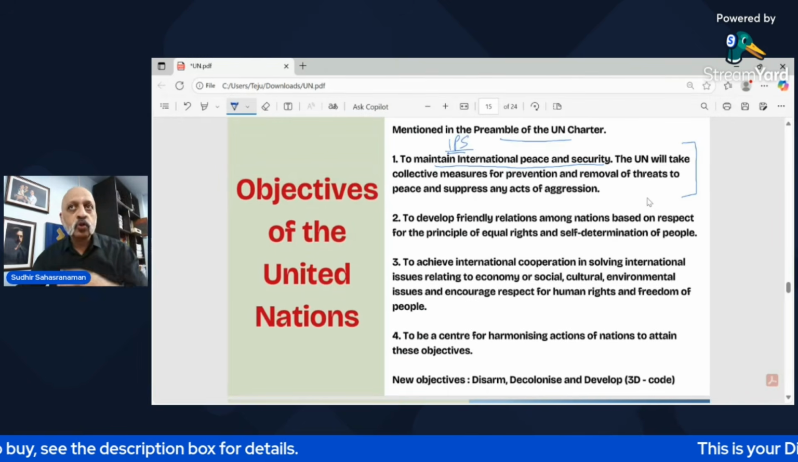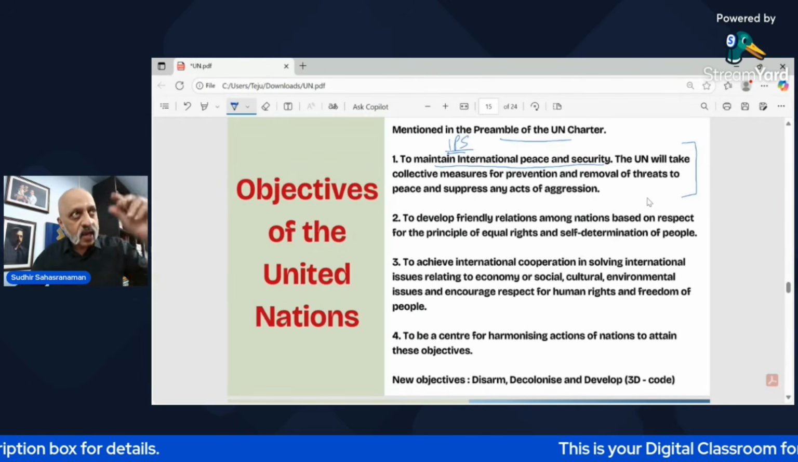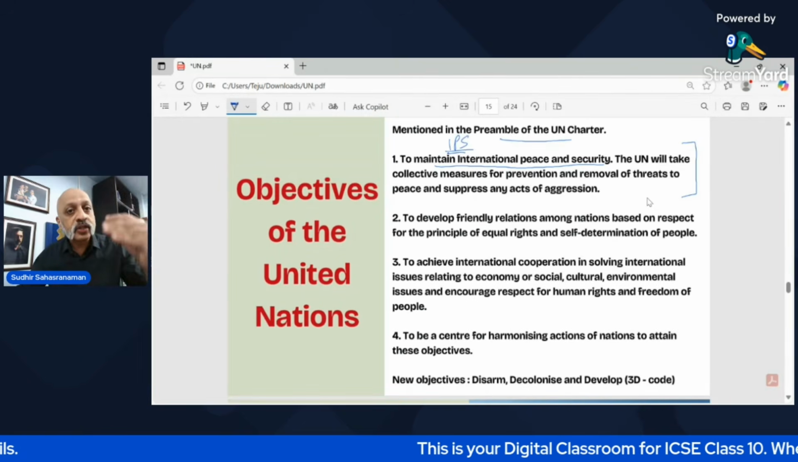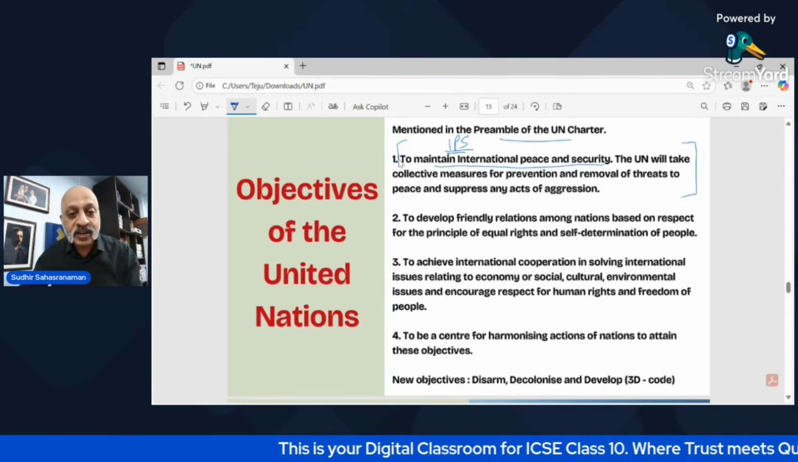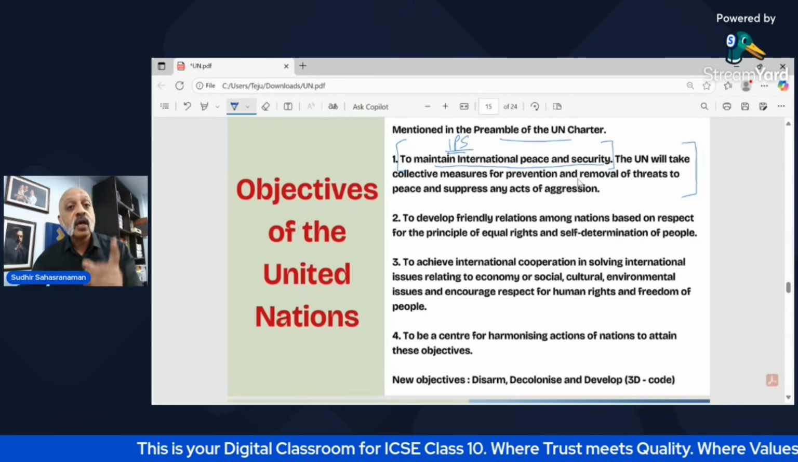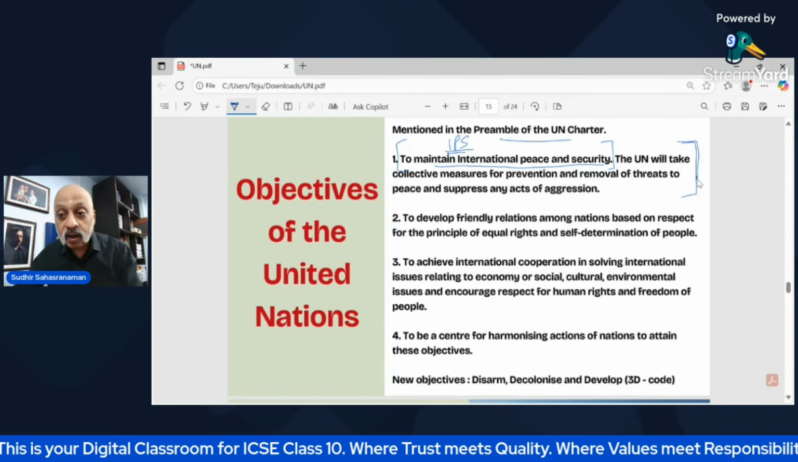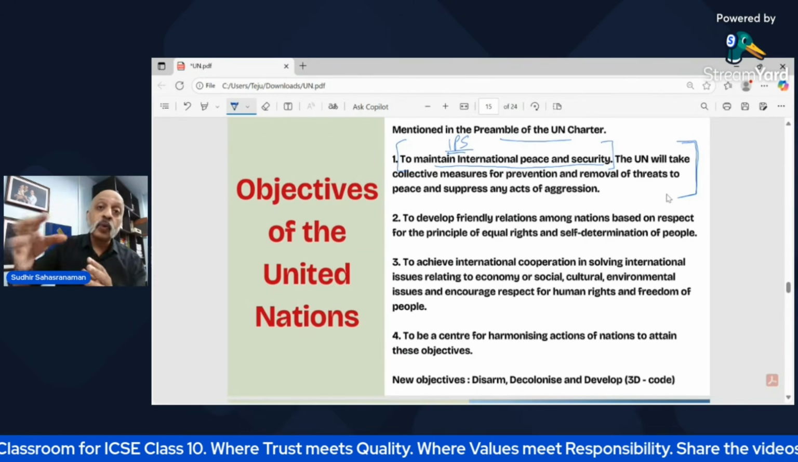You write it in points. You don't write it in full paragraphs. Write 1, 2, 3, 4, but ensure that you flesh it out and not just mention this. If you mention only this, you will not get full marks. You need to write this part also so that you will get full marks.